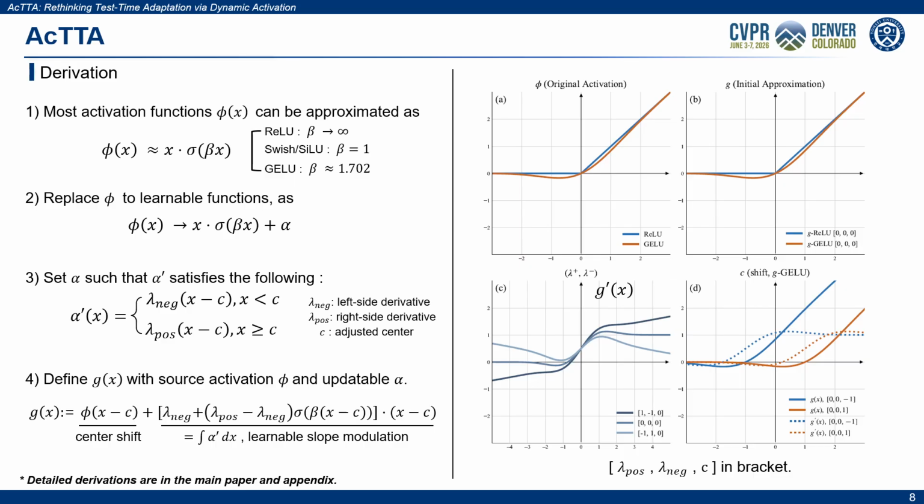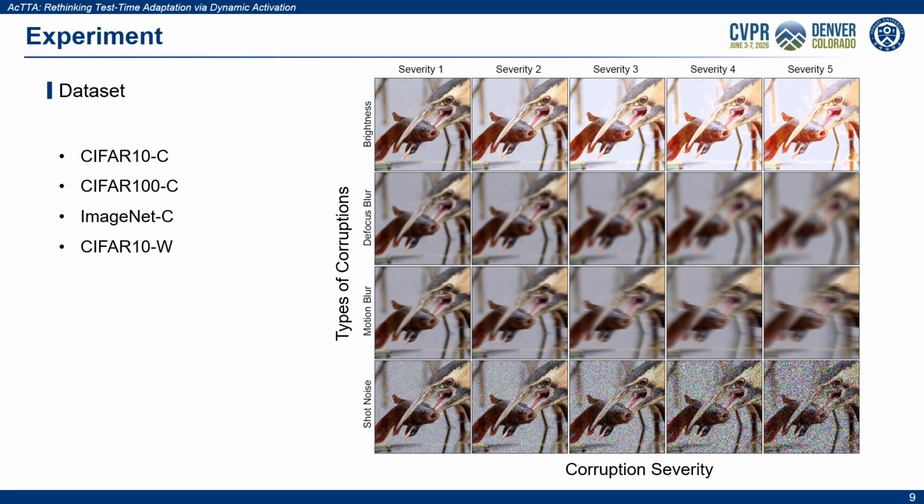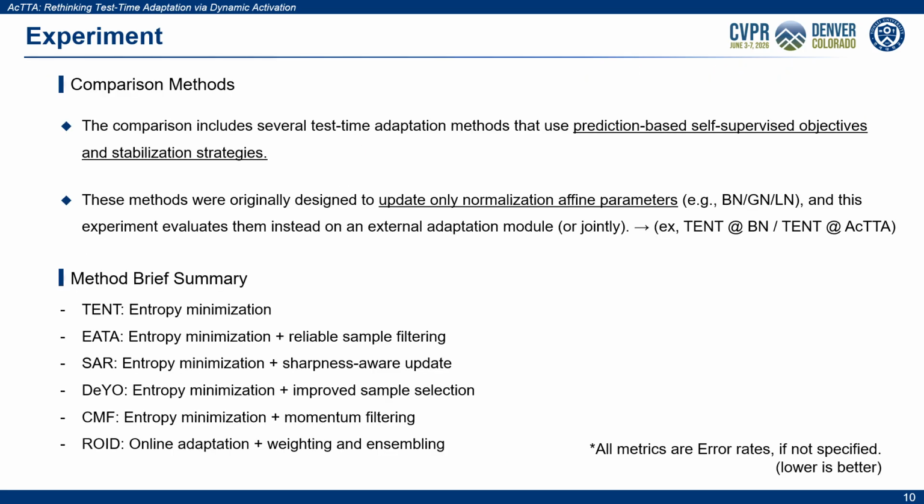We evaluate on the standard corruption benchmarks CIFAR10C, CIFAR100C, and ImageNetC, using 15 corruption types at the highest severity, level 5. We compare against 6 representative TTA methods from Tent through ROID and CMF. Crucially, all of them were designed to update normalization parameters. We evaluate each one instead or jointly on our activation module, so the comparison is apples to apples. All numbers are error rates, lower is better.